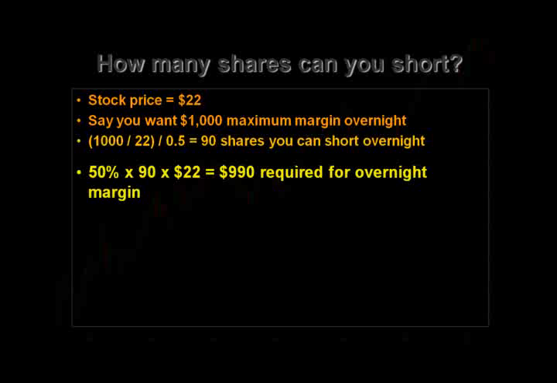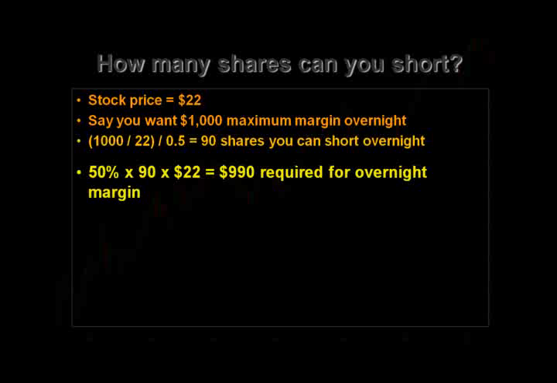So as you can see, we didn't even get to the $1,000 of maximum margin. What we got was 990, because if we were to short 91 shares, then that would take us just over that 1,000 threshold. But by shorting only 90 shares, then we're just below that $1,000 that we were prepared to have as margin overnight.